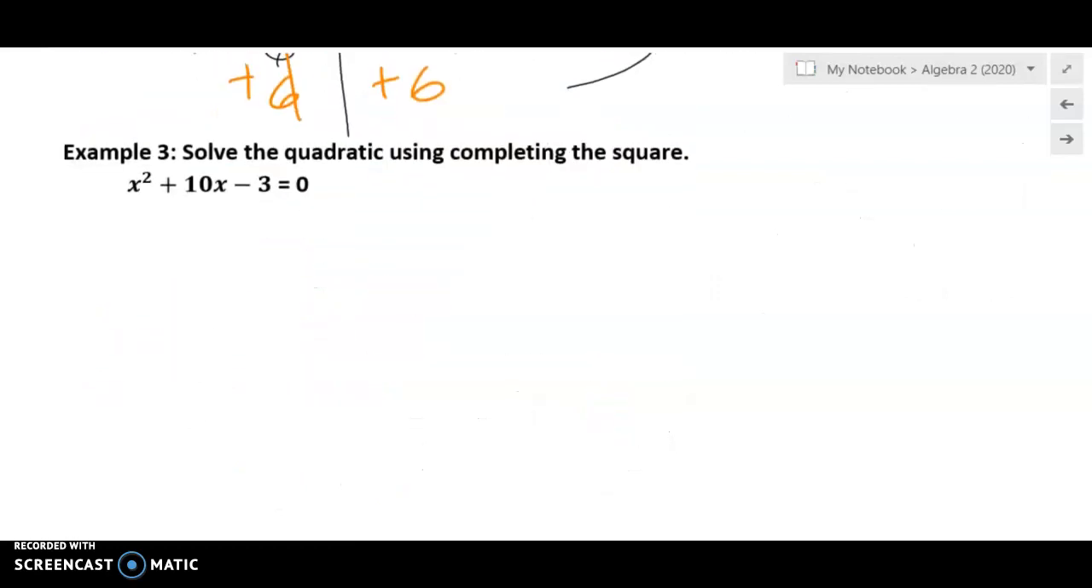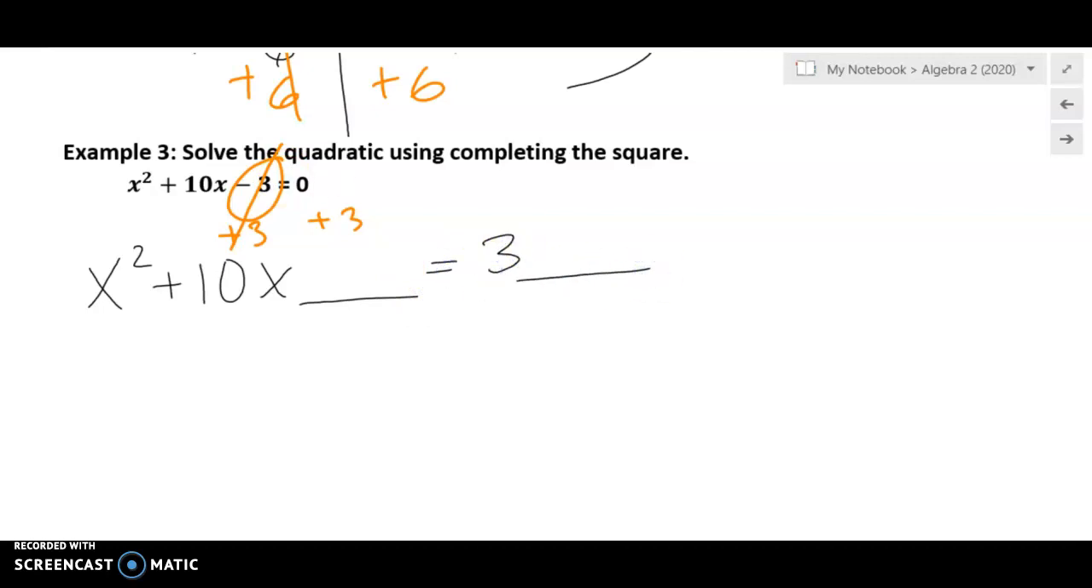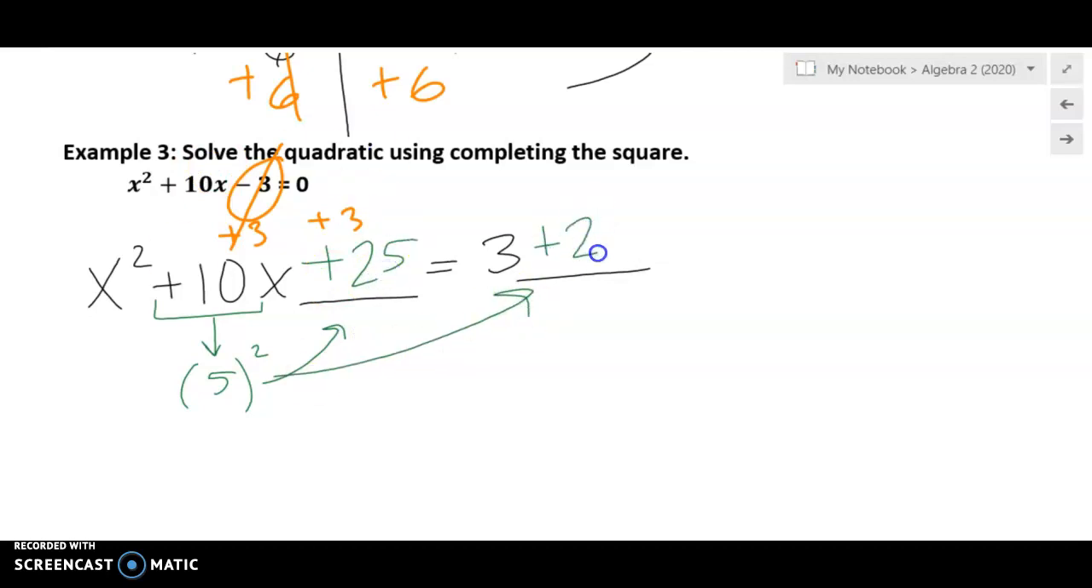Okay, our last one. Again, take this -3 on the end here. Going to go ahead and add it to the other side, and we're going to put our blank spaces in. So x² + 10x + blank = 3 + blank. You take half of the middle term, so half of 10 is 5, and you square it. 5 squared is 25. Put that in both of the blank spaces. It's kind of a pattern in the beginning. Then I'm going to go ahead and write this for my next step.